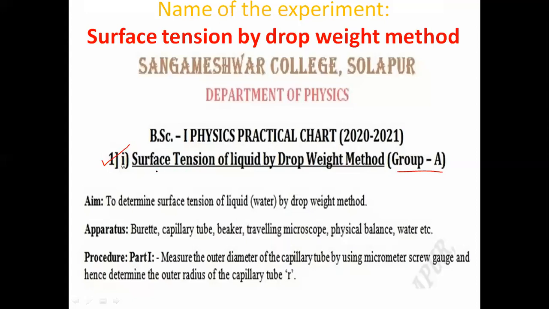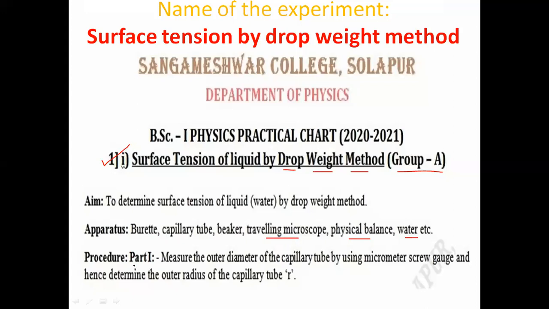Here you know very well the meaning, definition and concept of surface tension, and liquids possess surface tension. Here we are going to find out the surface tension of that particular liquid by the drop weight method. First point is the aim: to determine surface tension of liquid by drop weight method. Second, apparatus: burette, capillary tube, beaker, traveling microscope, physical balance, and water, etc.